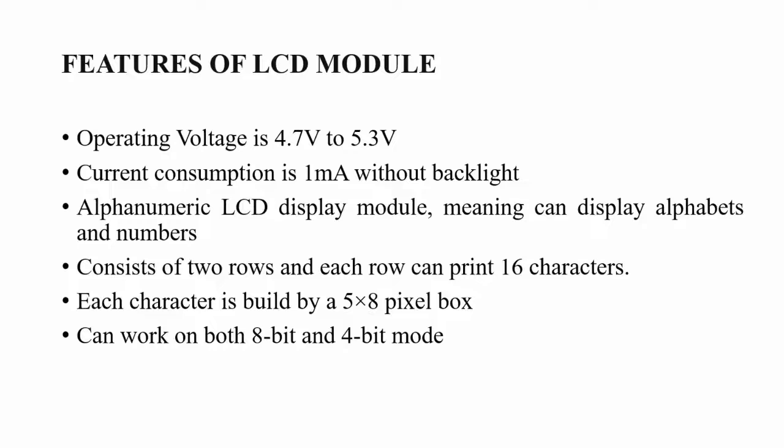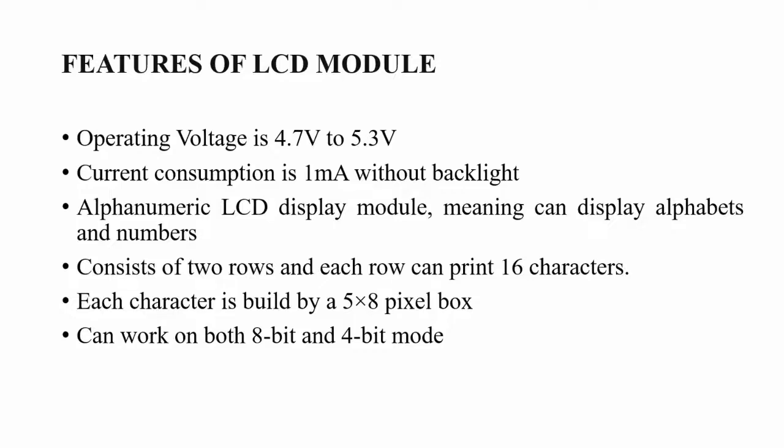Many types of LCD models are available. Here we are going to use a 16 cross 2 model. 16 cross 2 means 2 rows and 16 columns. The operating voltage is 4.7 volt to 5.3 volt, and current consumption is 1 milliamp without backlight. Alphanumeric LCD display models are also available, meaning they display alphabets and also numbers. So we are using the 16 cross 2 LCD model, which has 2 rows and 16 columns, so each row can print 16 characters.